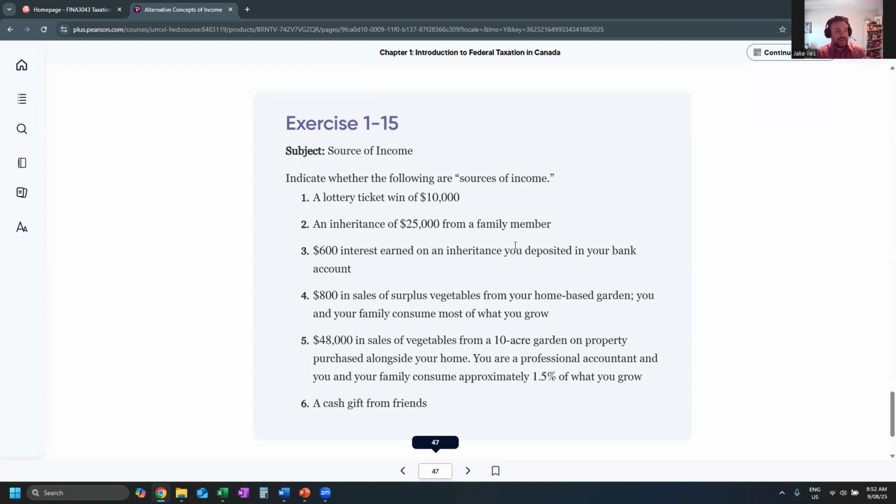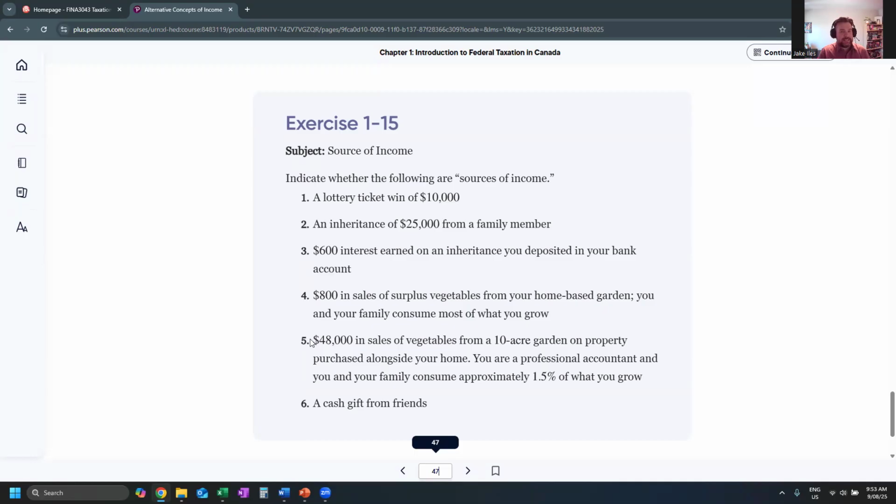Now, if I took that inheritance and put it in a bank account, and after a year that bank account earned $600 of interest, that does become a source of income because that interest is related to property I'm holding on to. I got $25,000 tax free. I put that money in a bank account, and now by virtue of owning that money, it is generating a continuous amount of income. It's generating interest. So that $600 is a source of income.